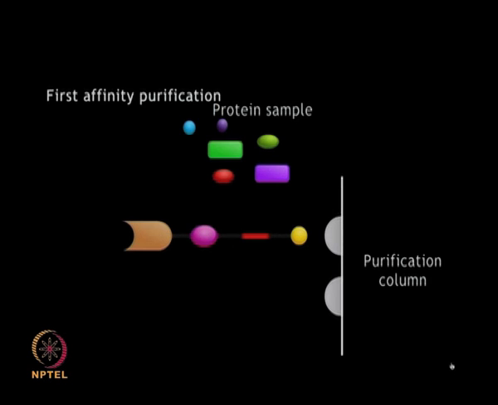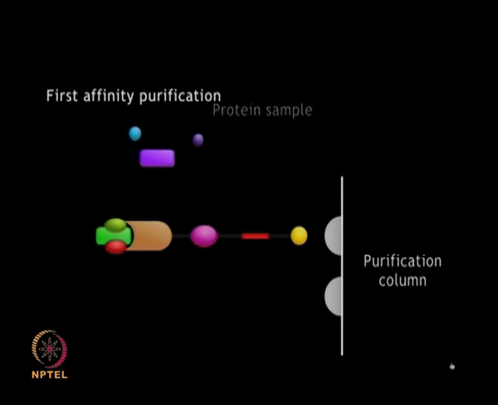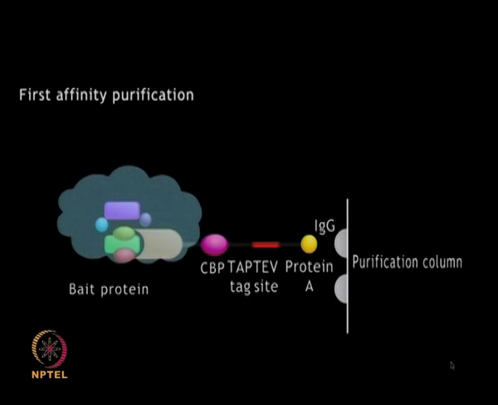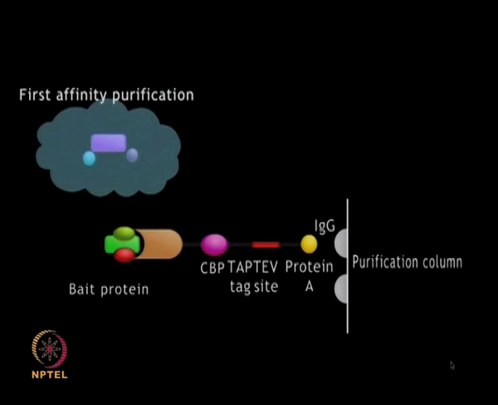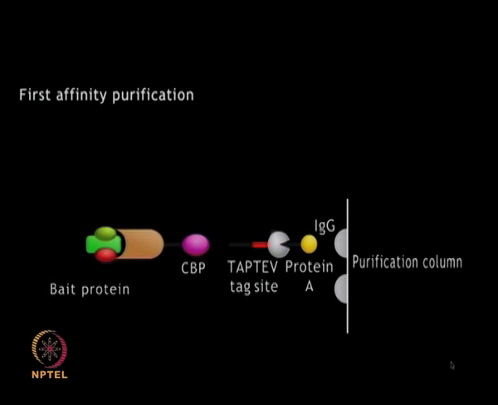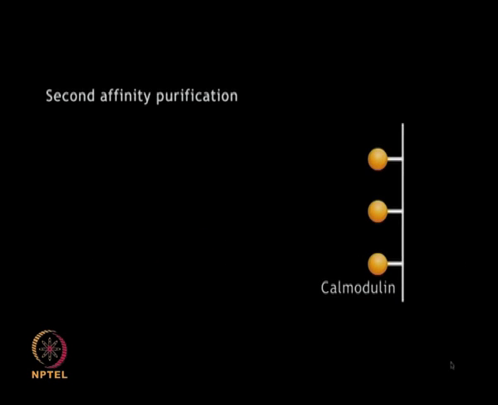Some of the proteins form a complex with the bait through specific binding interactions. The remaining unbound proteins are washed away. This is followed by cleavage at the TEV site using the enzyme TEV protease to release only the protein complex bound to the calmodulin binding protein. These reactions constitute the first affinity step.